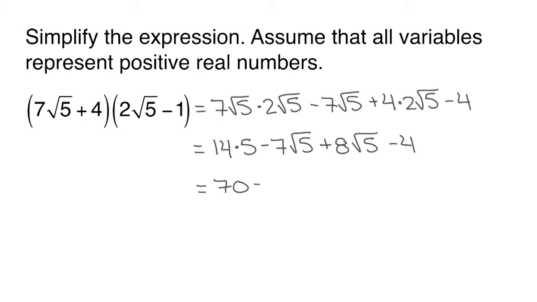So we have 70 minus 7 times the square root of 5 plus 8 times the square root of 5 minus 4. Now we combine like terms. 70 minus 4 is equal to 66, and negative 7 times the square root of 5 plus 8 times the square root of 5 is plus 1 times the square root of 5. So we are left with 66 plus the square root of 5.